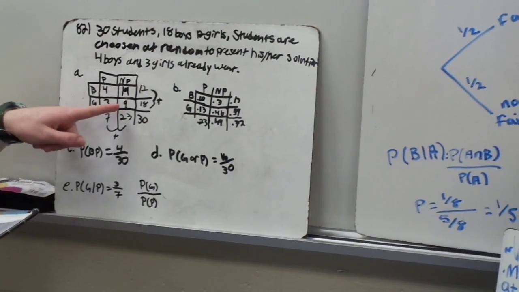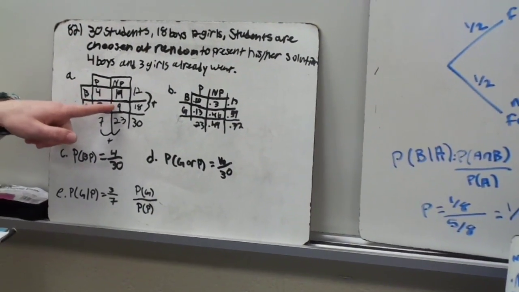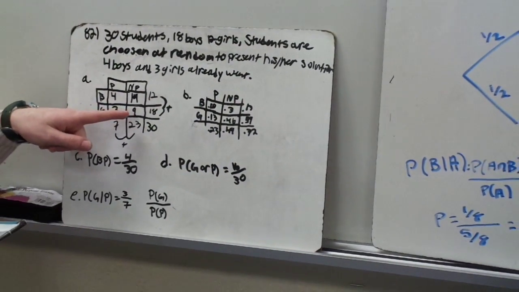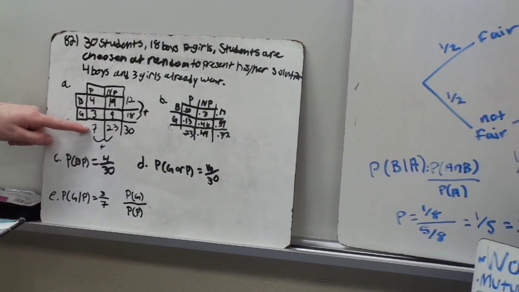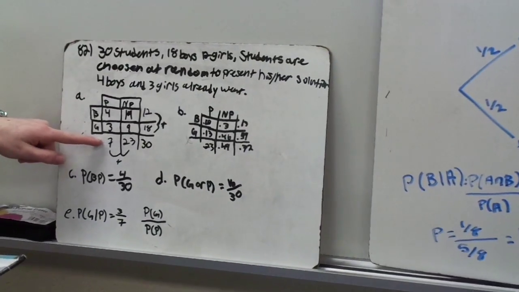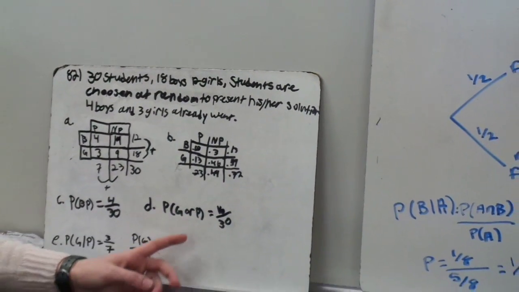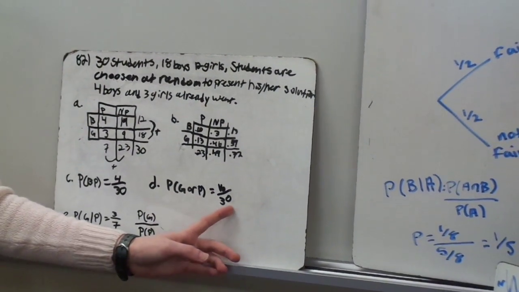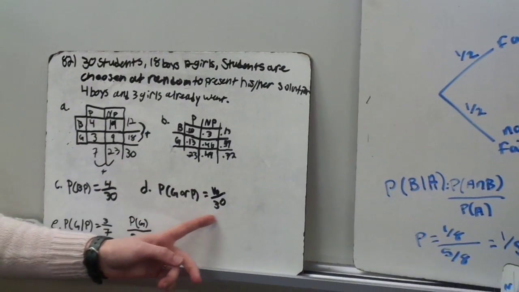And for D, the probability of girls or the students that have presented. There's 9 girls that have not presented and 7 that have already presented. So that's 16 in total out of 30 out of all of the students.